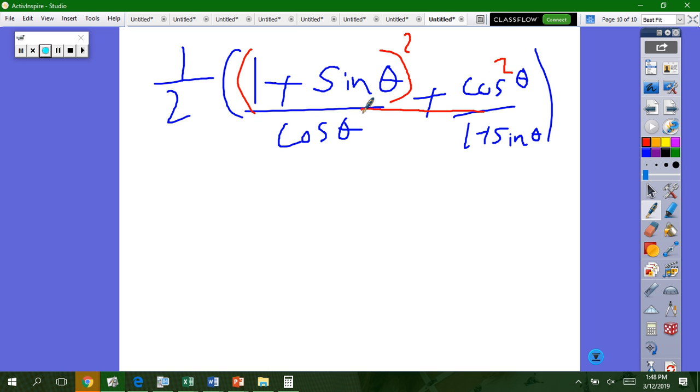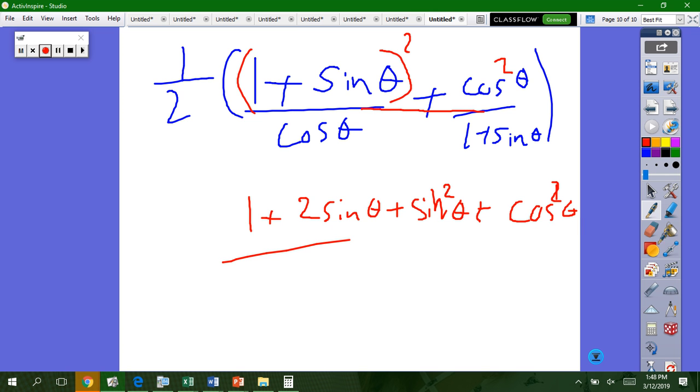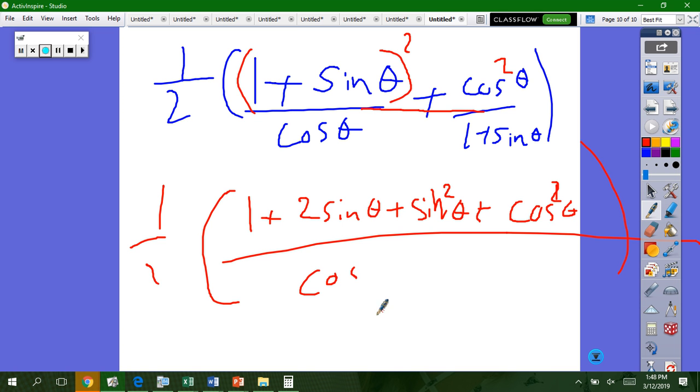Now we're at the same common denominator. So if I FOIL this out, I get 1 plus 2 sine theta plus sine squared of theta plus cosine squared of theta all over cosine. Notice this is a half out here still, of 1 plus sine theta.